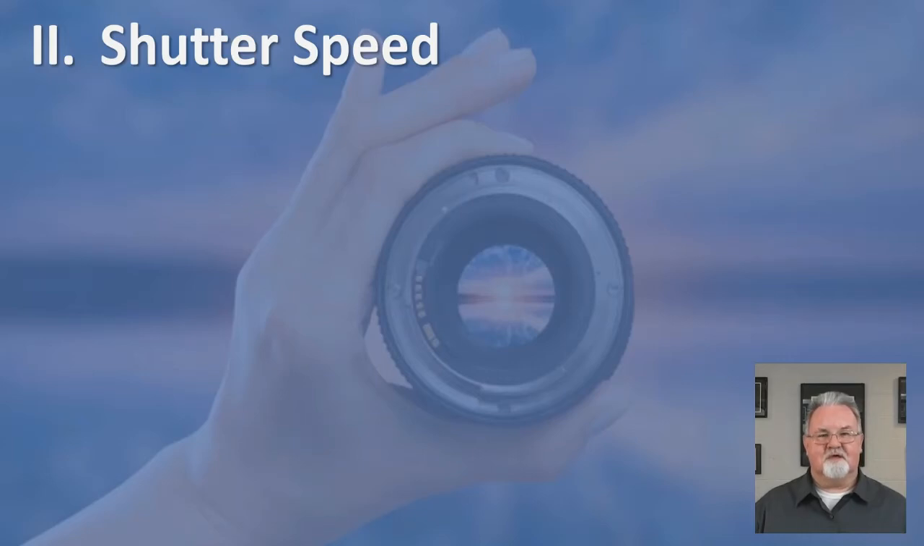Now, shutter speed is kind of like your eyelid. It opens and closes and allows light in. Shutter speed controls motion. So aperture controls depth. Shutter speed controls motion. They both control light. They all do, but uniquely, the shutter speed actually controls motion.